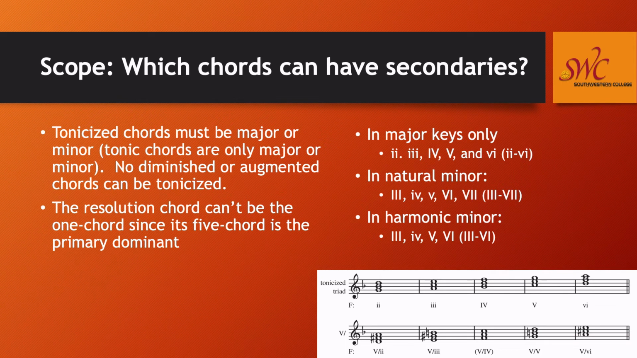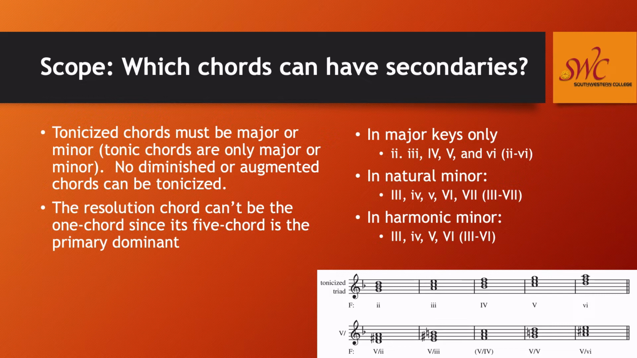So which chords can have secondaries? Tonicized chords must be major or minor, and that's because tonics of any key are always major or minor, and that means no diminished or augmented chords can be tonicized. The resolution chord can't be the 1 chord, since its 5 chord is already the primary dominant. So in no key are you going to have a secondary dominant on the 1 chord. That's already there, the primary dominant.